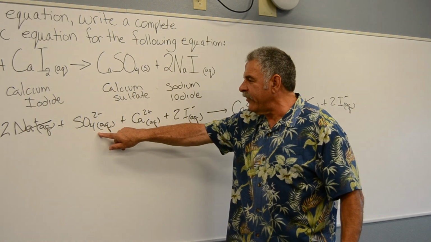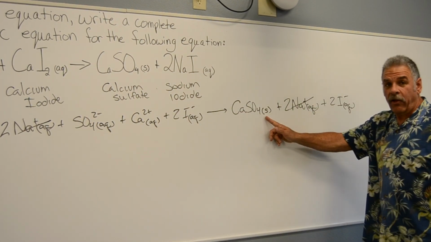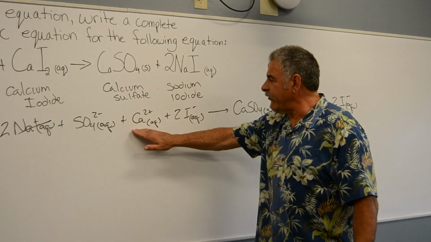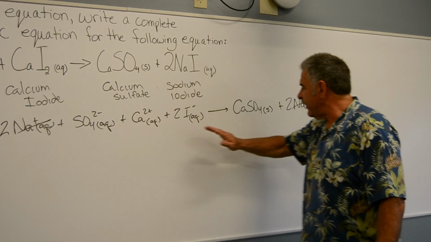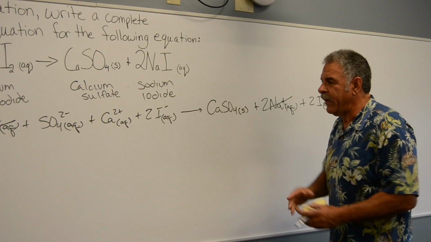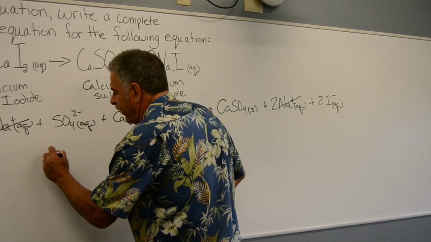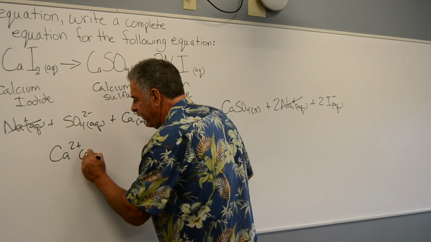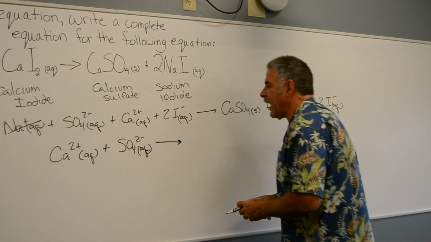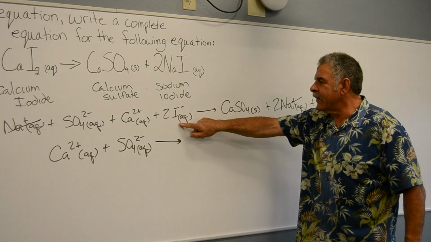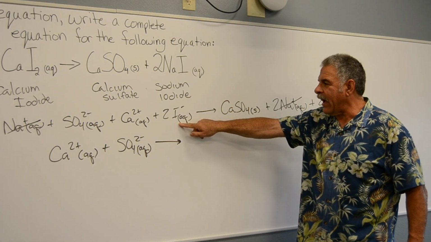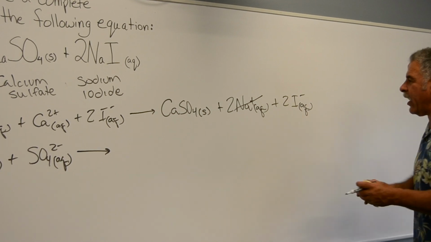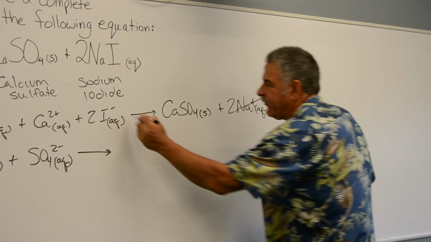Sulfate is aqueous on this side and solid on this side. So it remains. Calcium is aqueous on this side and solid on this side, so it remains. So let's bring these down. I always like to write the cation first. Now we have one remaining ion in solution, that's iodide. We look at that, and it's the same on the reactant side as it is on the product side, so that cancels out as a spectator ion.